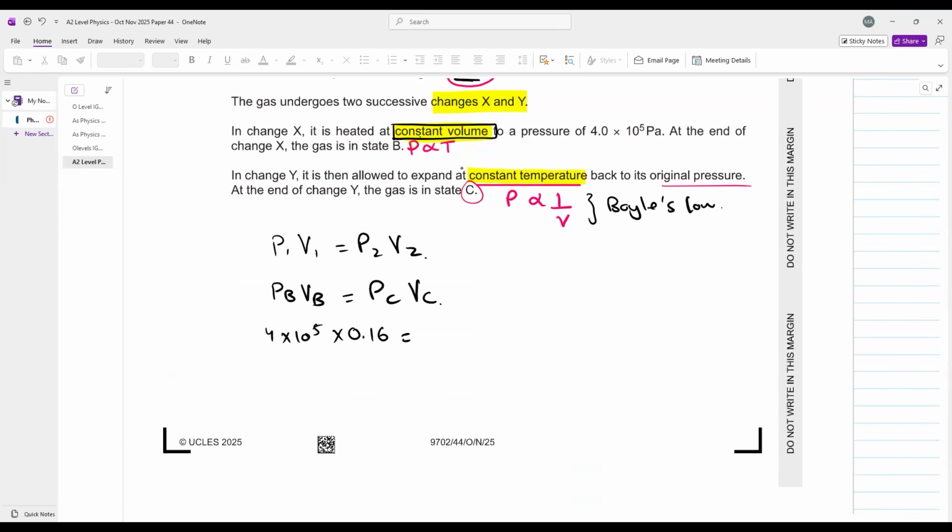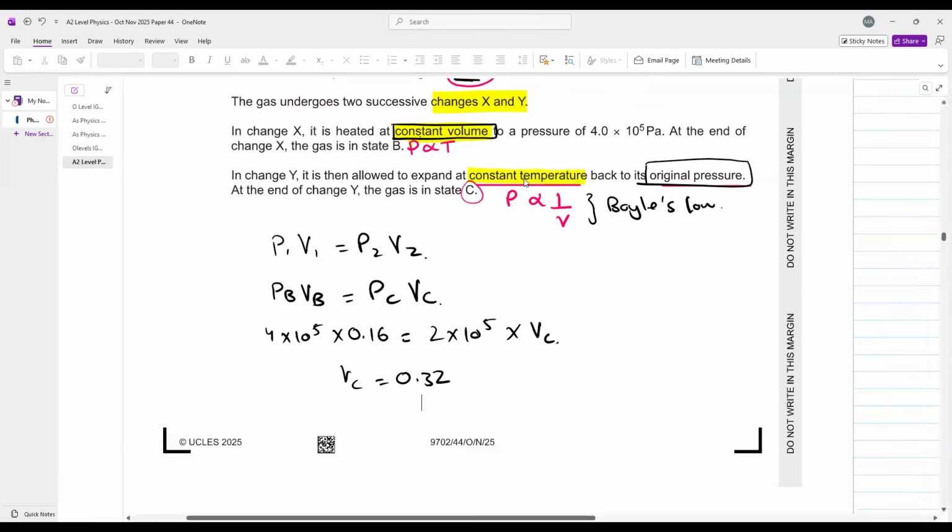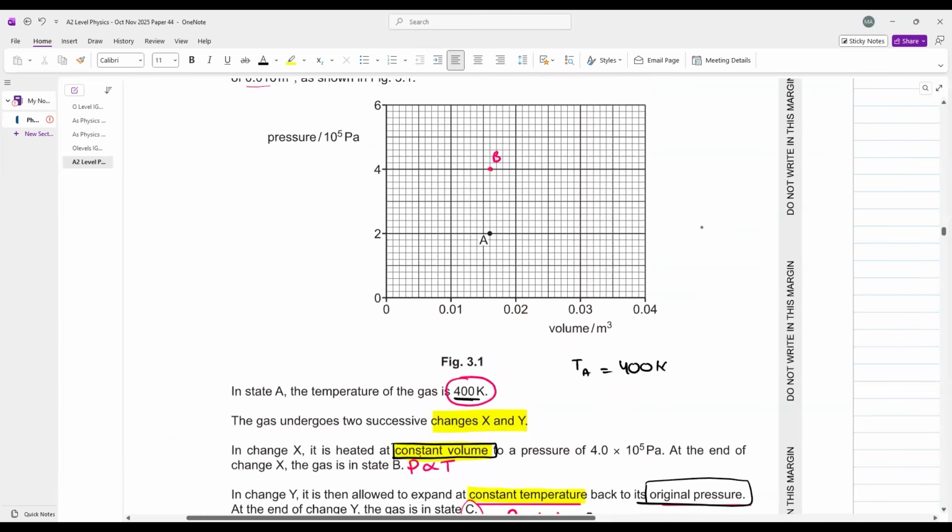What is the pressure at C? It returns to its original pressure. प्रेशर क्या हो गया, 2 into 10 to the power of 5 multiplied by the volume at C. Can you calculate the volume at C? 0.32. तो बेटा C जो है वो यहाँ पे होगा कहीं, at a volume of 0.32 and at the same pressure. This is point C. Simple.